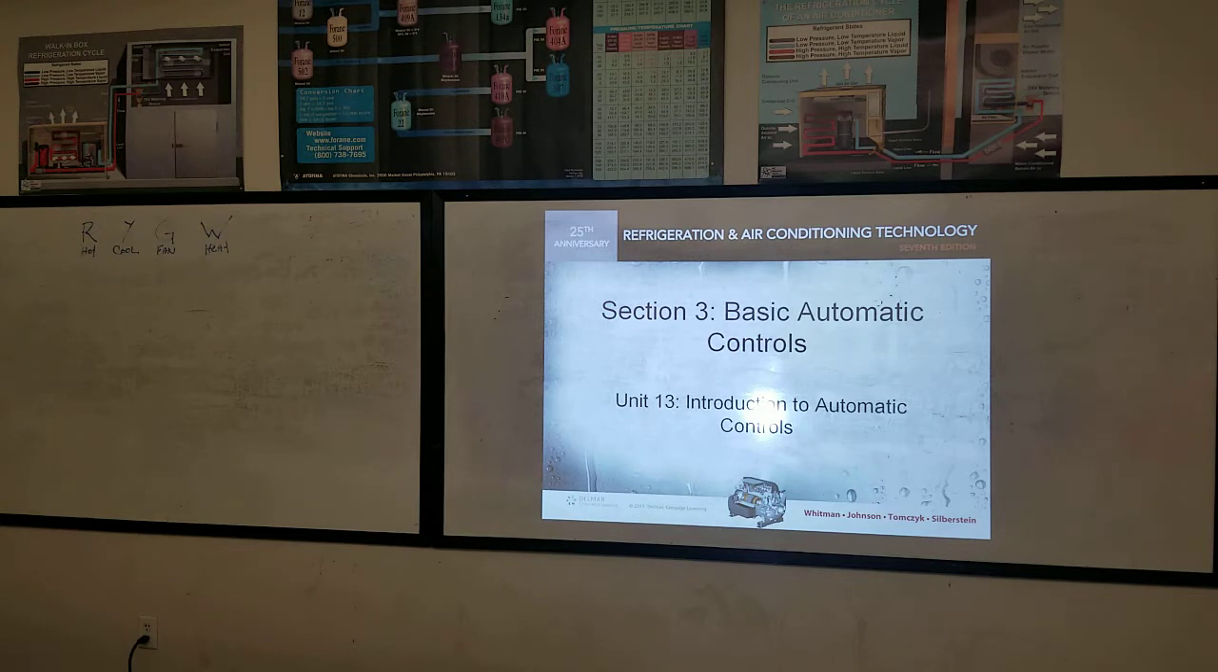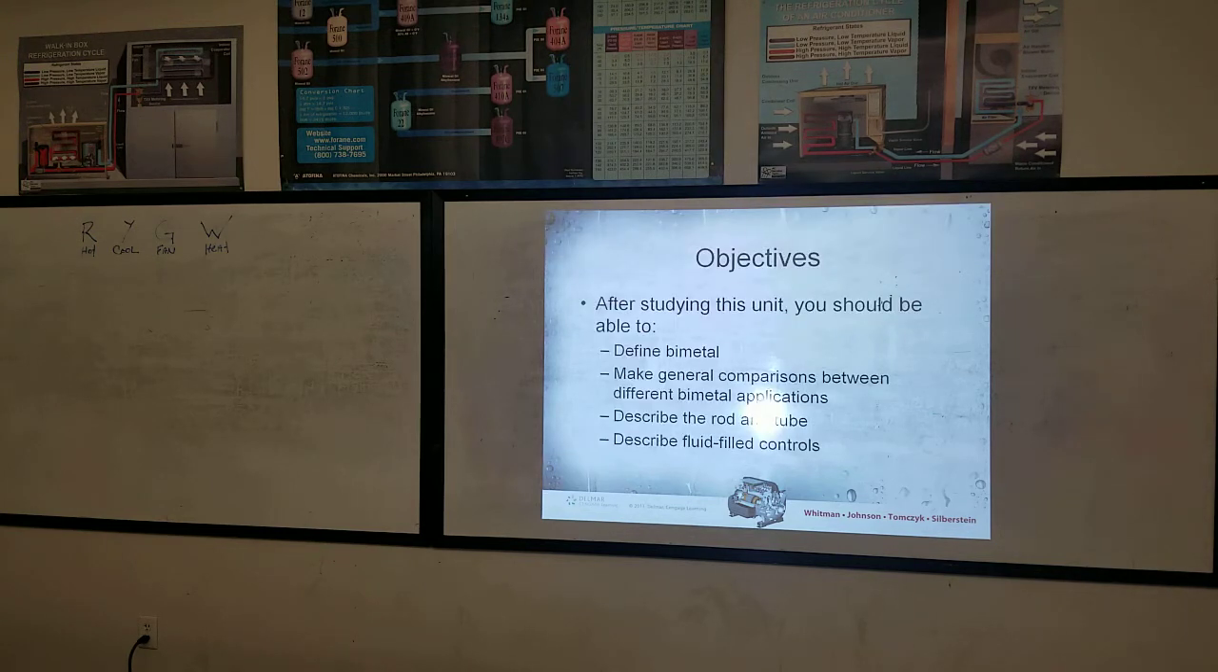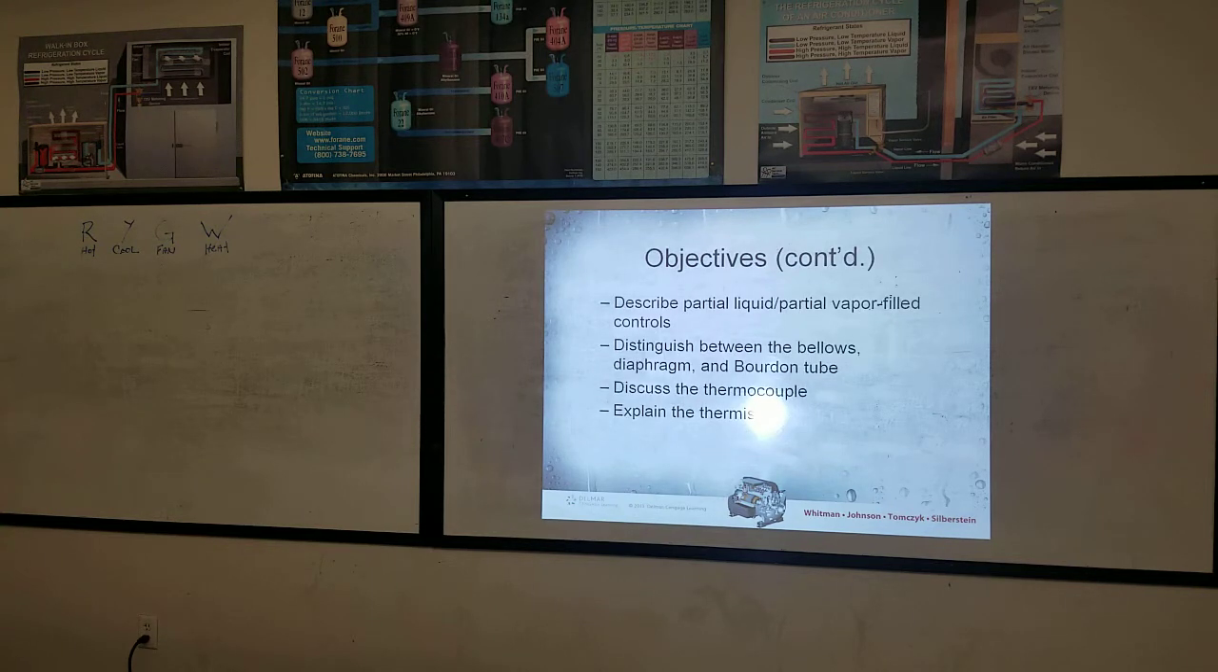Basic automatic controls. Unit 13, Introduction to Automatic Controls. Objective. After studying this unit, you should be able to define bimetals, make general comparisons between different bimetal applications, describe the rod and tube, describe fluid field controls, and describe partial liquid, partial vapor field controls.